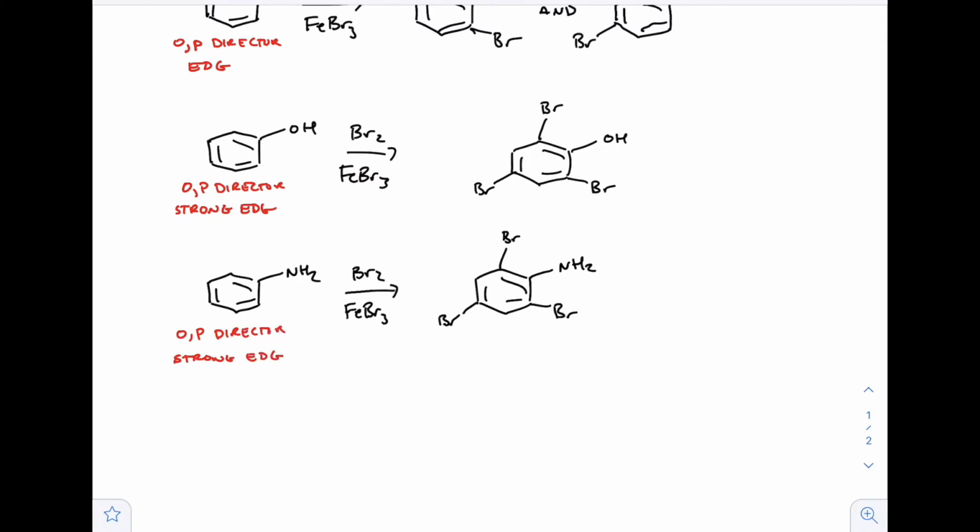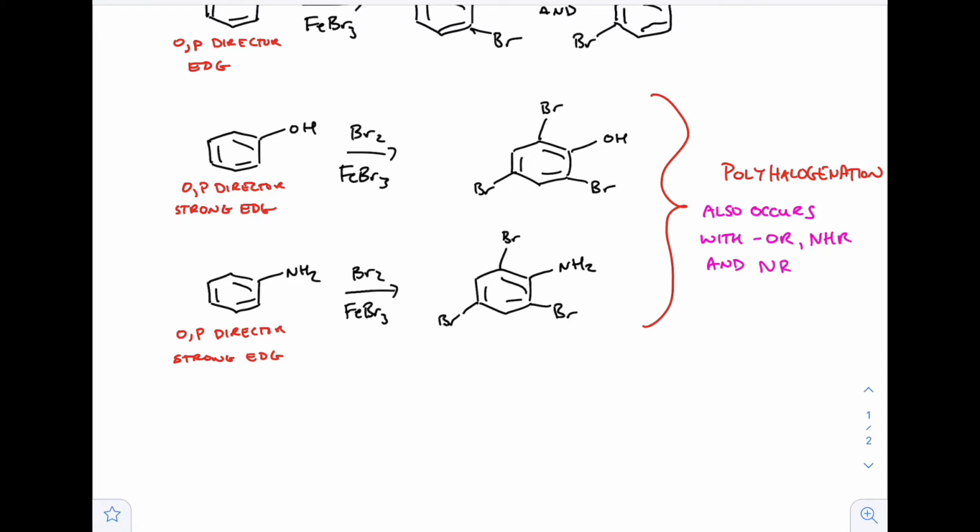And so that's why this is considered a limitation, because under these conditions, you can't get just the addition of one bromine. You get what's called polyhalogenation, or many halogens added to it, right? So this will also occur with the OR groups as well as the NHR groups and then the NR groups. So the methoxy, for example, or ethoxy, the alkoxy groups, and then any amine that's got an alkyl group as well.